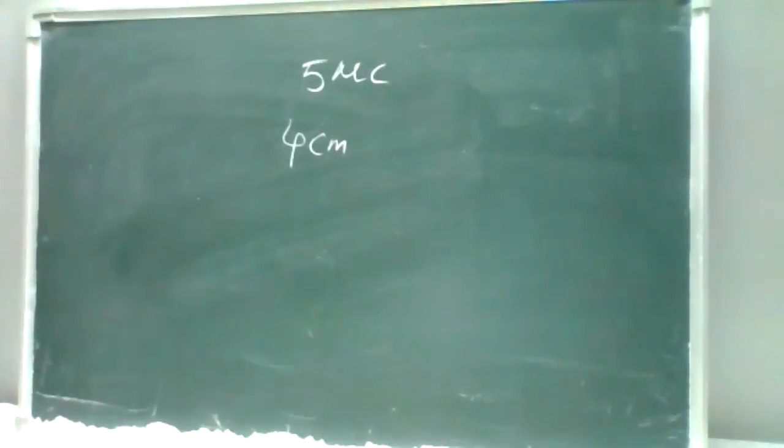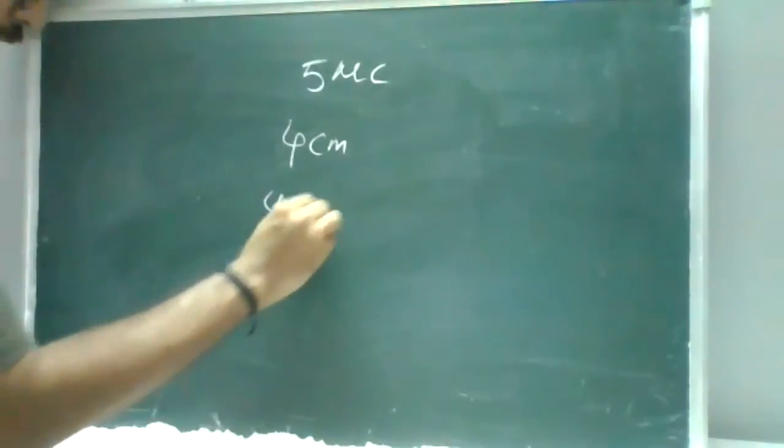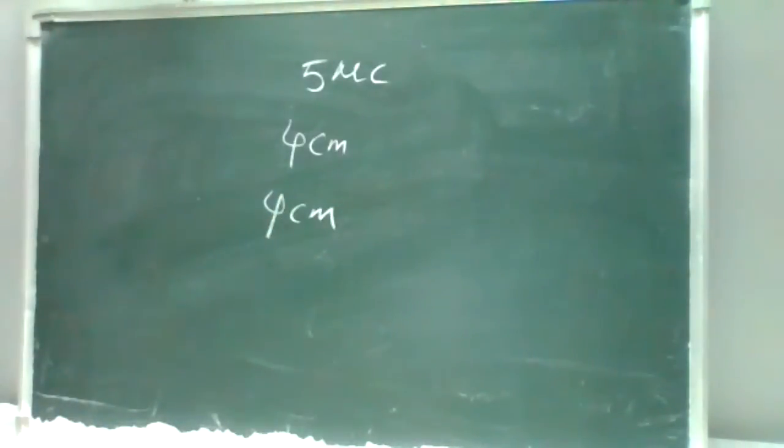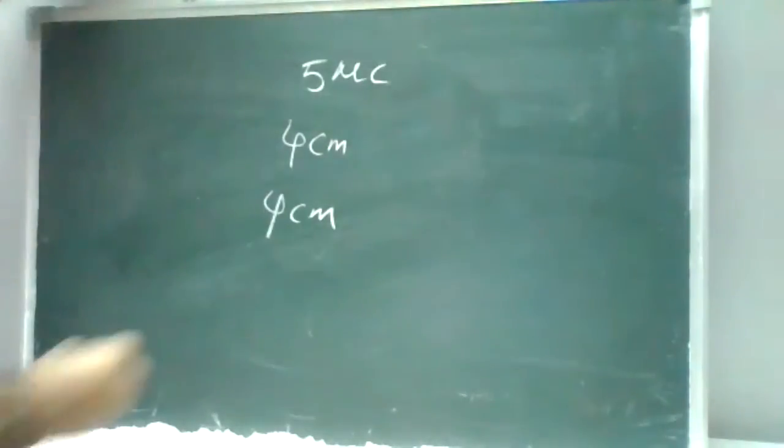Calculate the electric field intensity at a point distant 4 centimeters from the midpoint of the axial line of the dipole. So remember, they have given that it is your axial line. So we'll see one by one.